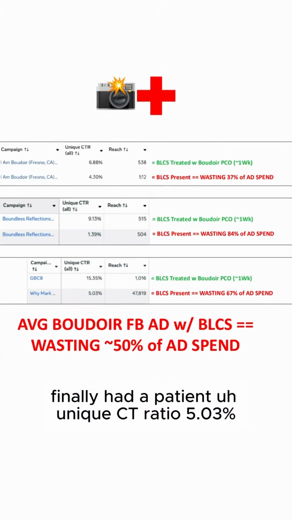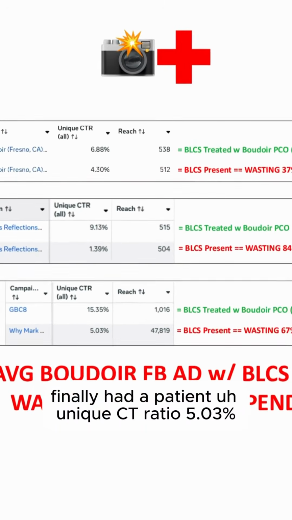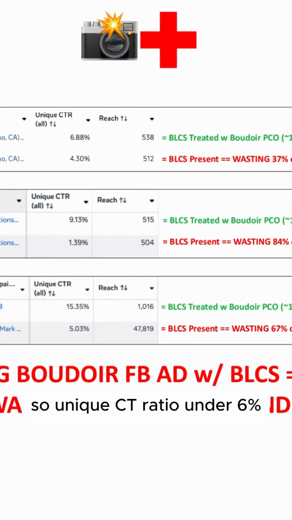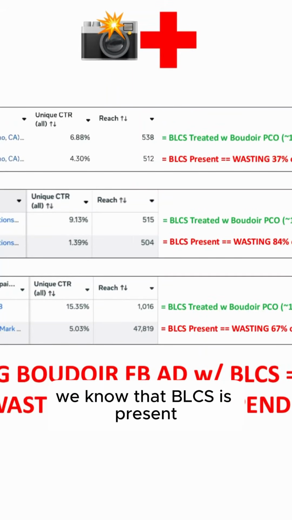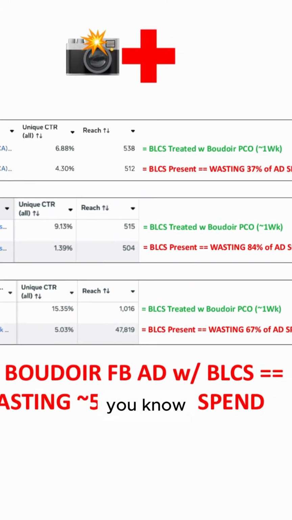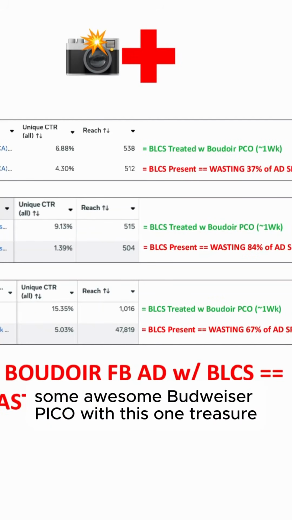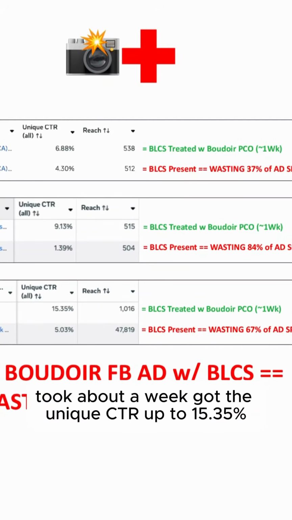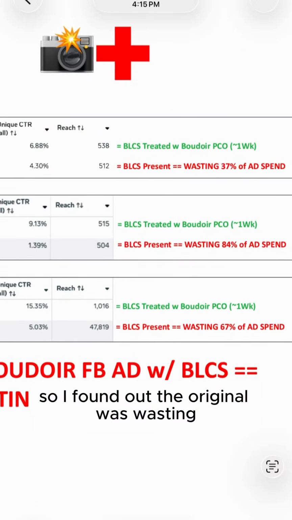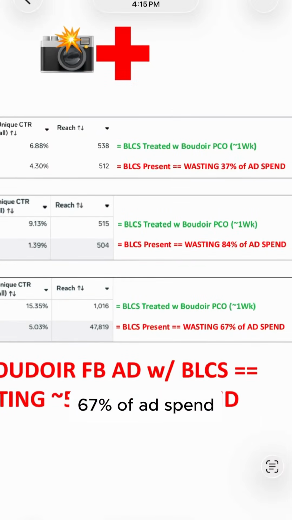Finally, had a patient, unique CTR all 5.03%. So unique CTR all under 6%. We know that BLCS is present. So we actually did some awesome Boudoir Pico with this one. Treated it, took about a week, got the unique CTR all up to 15.35%. So I found out the original was wasting 67% of ad spend.